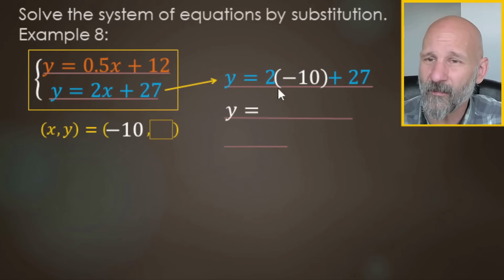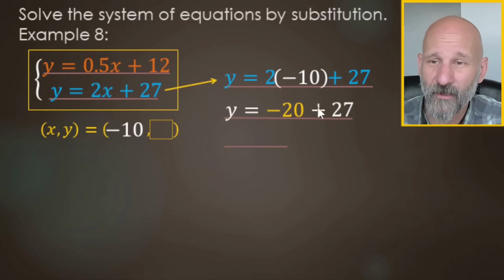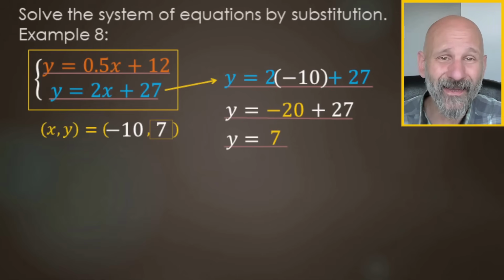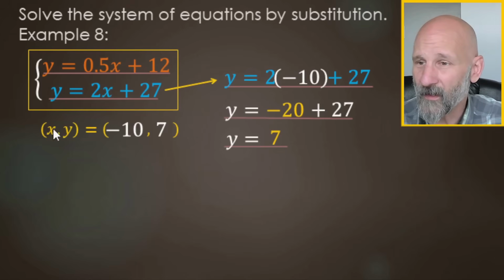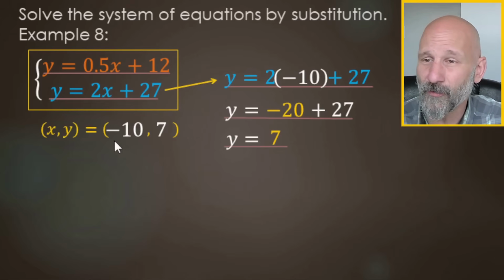So here we have 2 times negative 10 makes negative 20. We still got the plus 27. Negative 20 plus 27 is going to make 7. So the y value will be 7. So here we go: the ordered pair that makes both equations true, negative 10, 7, for the x, y pair.